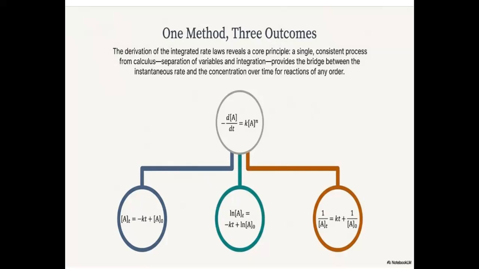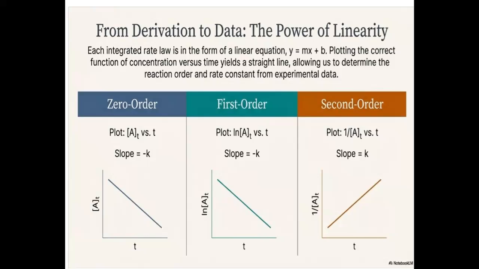Because I have concentration and time, I'm going to plot concentration versus time, natural log of concentration versus time, and 1 over concentration versus time. And you are going to get 3 different graphs. The graph that gives me the straight line gives you the order of the reaction. So it has to be a straight line for you to know what the order will be.